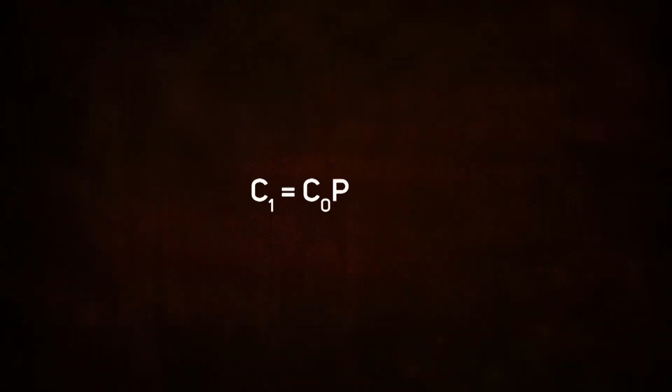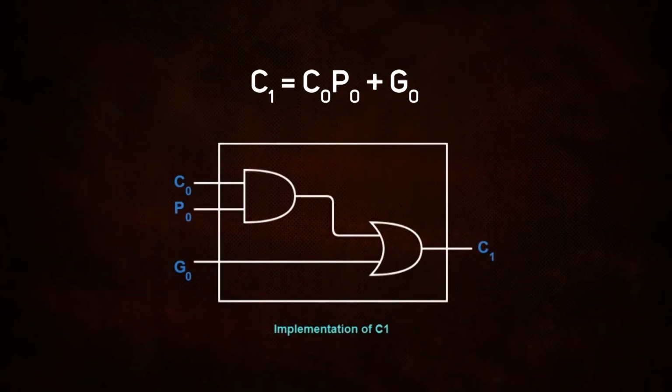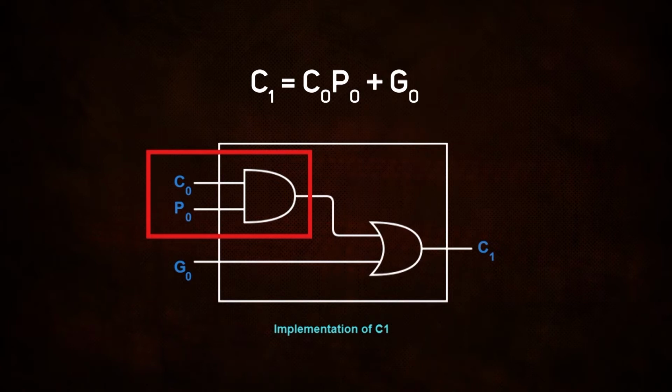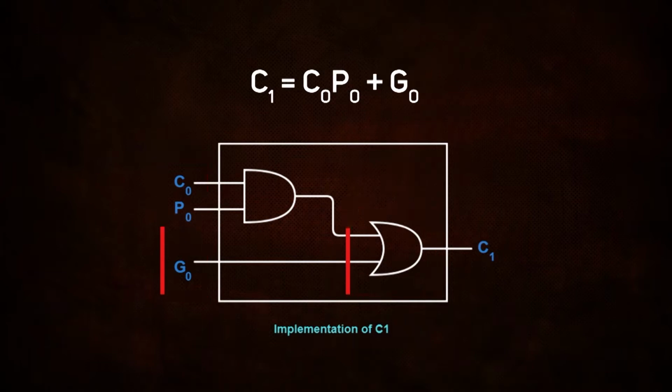Let us see the implementation of this 4-bit look ahead carry adder. Cout of each full adder, that is C1, C2, C3 and C4, can be implemented using logic gates and can be connected to corresponding full adders. Let us first design the carry outputs. See, C1 equal to C0 P0 plus G0. You know that this can be designed using an AND gate with inputs C0 and P0 and one OR gate with inputs C0 P0 and G0, and hence we obtain the circuit for C1.